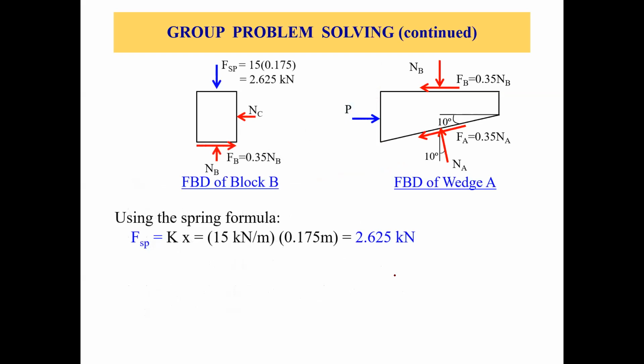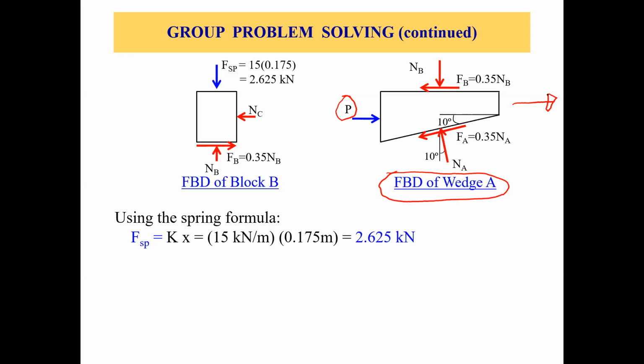Now, the first step is to draw the free body diagram. We always draw the free body diagram of the bottom object first, so we have this wedge at the bottom. Let's have a look at the free body diagram of wedge A. We know there's force P acting towards the right, so the wedge is moving in the positive x direction. As the wedge A moves in the positive x direction, the friction forces act opposite to the direction of motion.